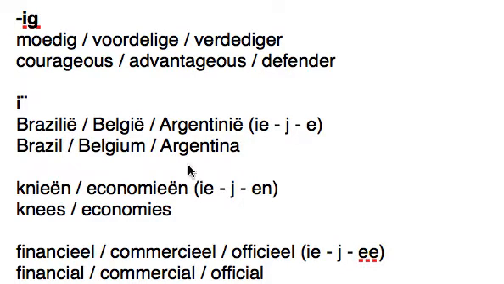And then some people would say it's only this letter and this letter together. Others will say something else. But make sure to pronounce them separately. So this part, so I, and this part. So not Brazilië, no. Brazilië. And België, Argentinië.